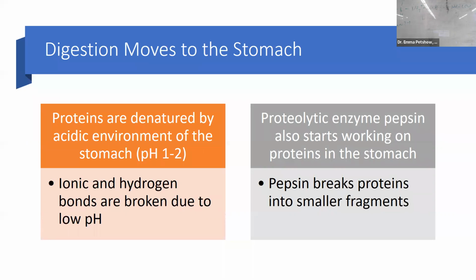Okay, so proteins denature in acidic environment. Ionic and hydrogen bonds are broken due to low pH. I even wrote it on here, y'all. All right, so ionic and hydrogen bonds are broken due to low pH. So our primary, our secondary, our tertiary, our quaternary structures start to break down. Proteolytic enzymes like pepsin also start working on those proteins in the stomach. Pepsin breaks those proteins into smaller digestible fragments. We'll talk about all these different digestive enzymes. A whole table for you. It's gonna be a super joy.